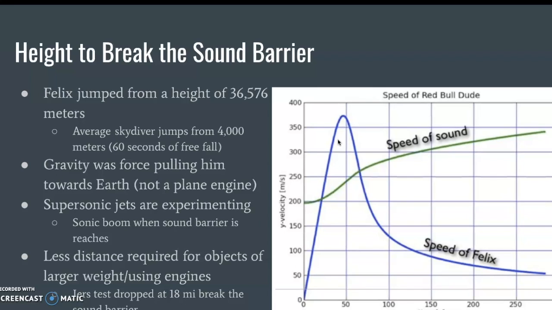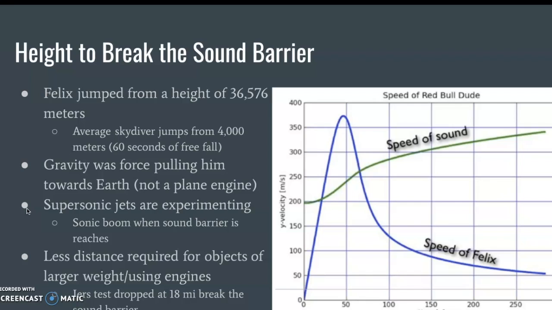So he was able to fall faster than the speed of sound for this whole chunk of time where he's above the speed of sound as graphed here. And the speed of sound is modeled after the density of the air as he fell through the atmosphere. So another application of this is that supersonic jets are experimenting with breaking the sound barrier, and you hear a sonic boom when these planes are able to pass through the sound barrier. And some jets are actually being test dropped at about 18 miles above the surface, and you can hear the sonic boom as they're dropped.